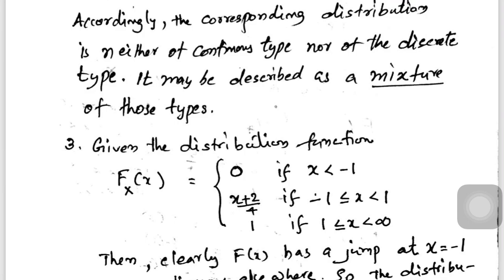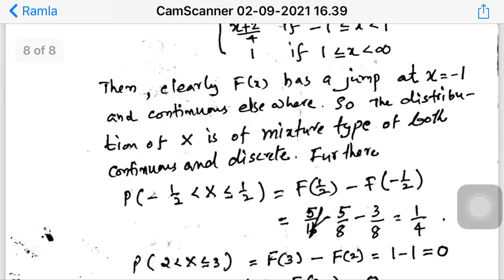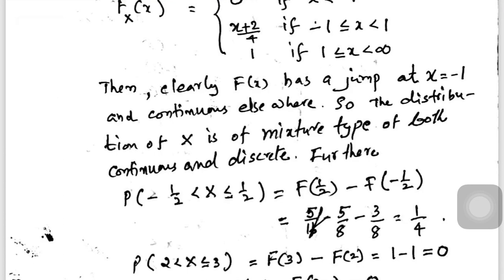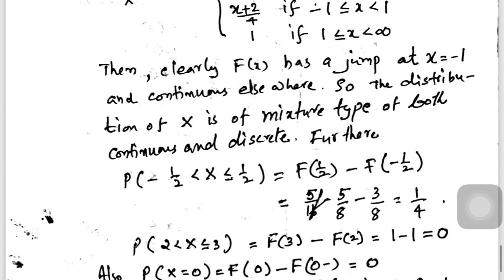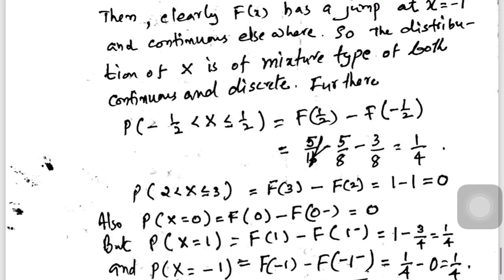You can have many examples of mixtures of distributions. We see that there are two types of random variables, one discrete, the other continuous, and the third one is the mixture of random variables. And in this example, you can compute the probabilities. You can compute the probability between minus 1 by 2 and 1 by 2. That is equal to f of 1 by 2 minus f of minus 1 by 2, which is 5 by 8 minus 3 by 8, equal to 1 by 4, using the above technique.